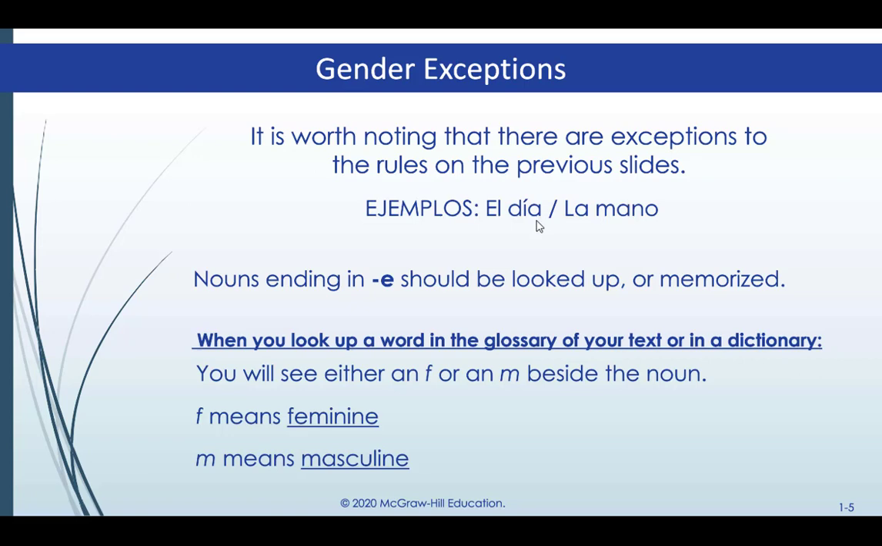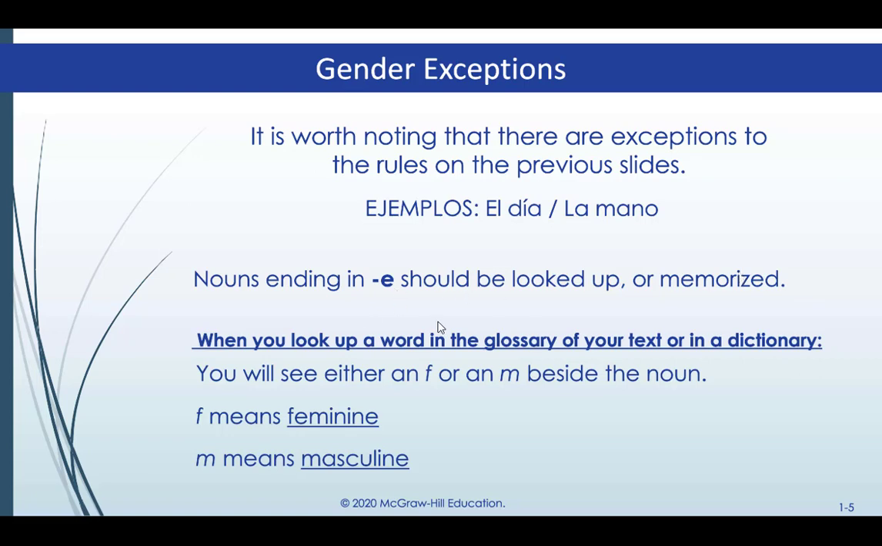And when I say feminine, masculine, it doesn't mean that they are going to refer to a female or a male. It's just gender. Nouns have gender. They can be feminine or masculine. So, and then like I said before, nouns ending in E, you need to look it up. You can't really tell if they're masculine or feminine. You just have to look it up in a dictionary and you kind of have to memorize it.